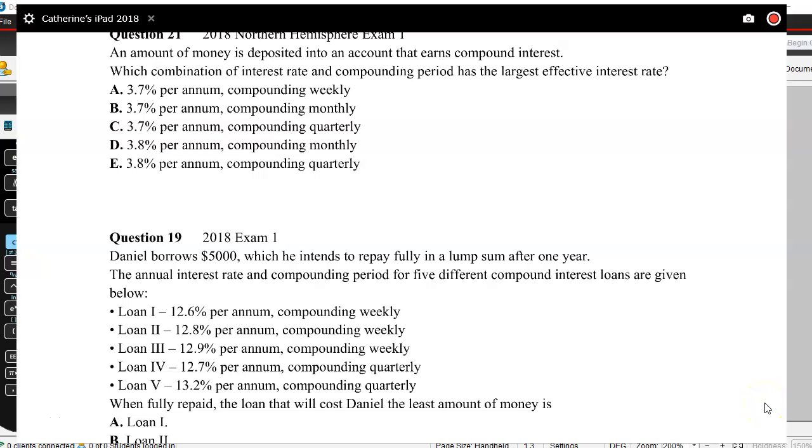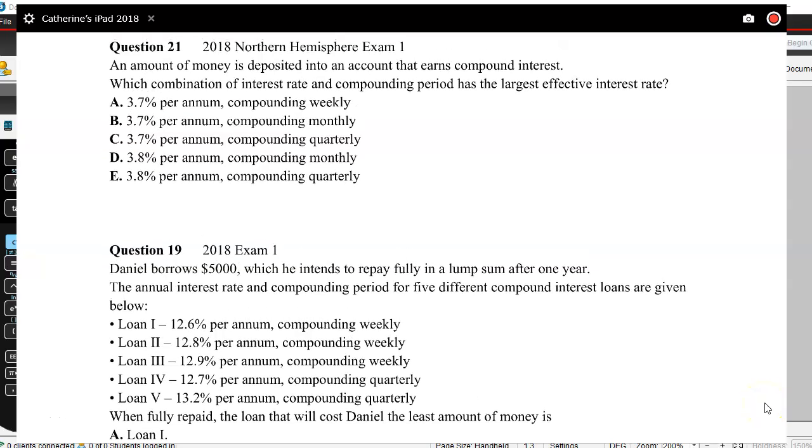So here's some past exam questions that deal with nominal and effective interest rates. So here's from the 2018 Northern Hemisphere Exam 1, question 21. An amount of money is deposited into an account. Remember, deposited means to put into an account that earns compound interest. What combination of interest rates and compounding period has the largest effective interest rate?